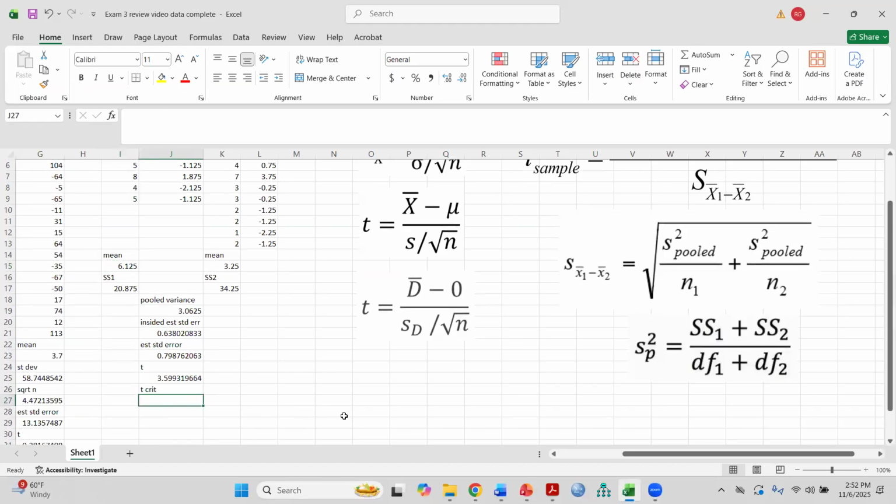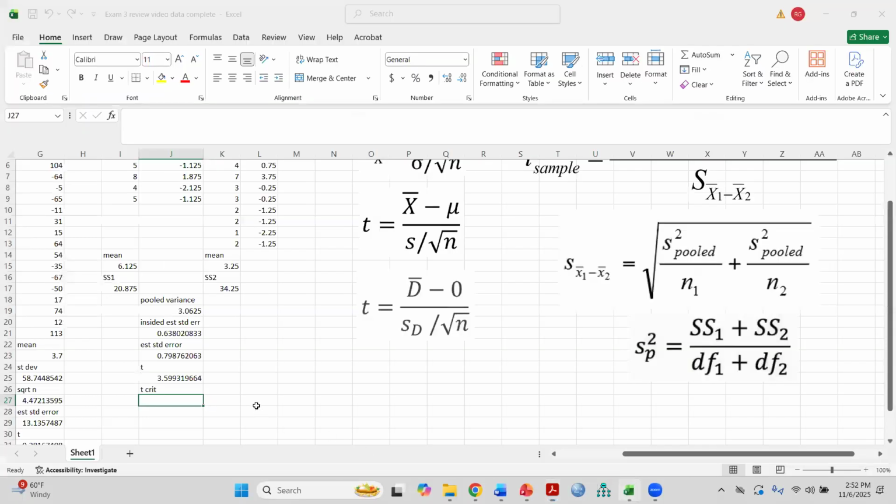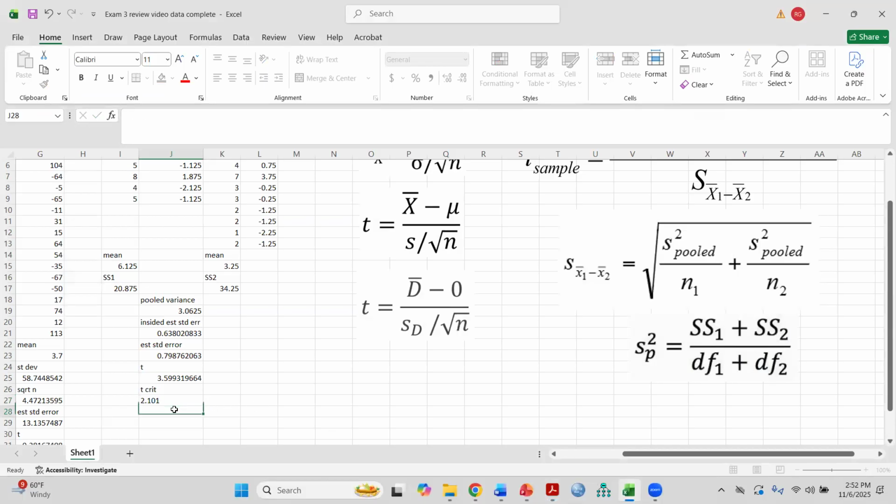Okay, so let's figure out, with a two-tailed test, alpha of 0.05, and degrees of freedom of n minus 2, our t-crit. So 20 total people minus 2, the degrees of freedom are 18. A two-tailed test at alpha equals 0.05. The critical value is 2.101.